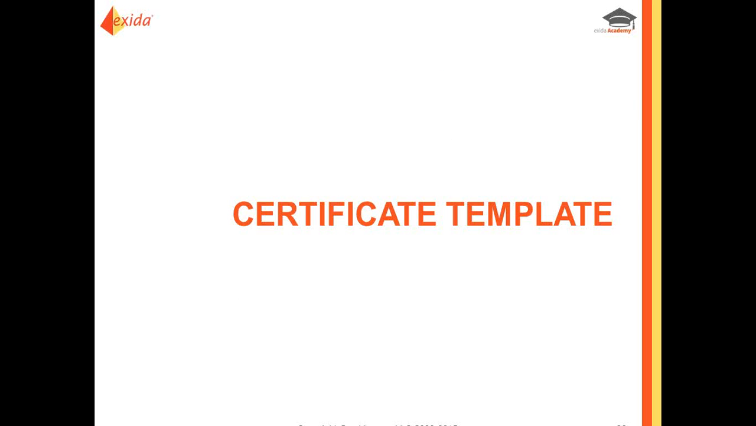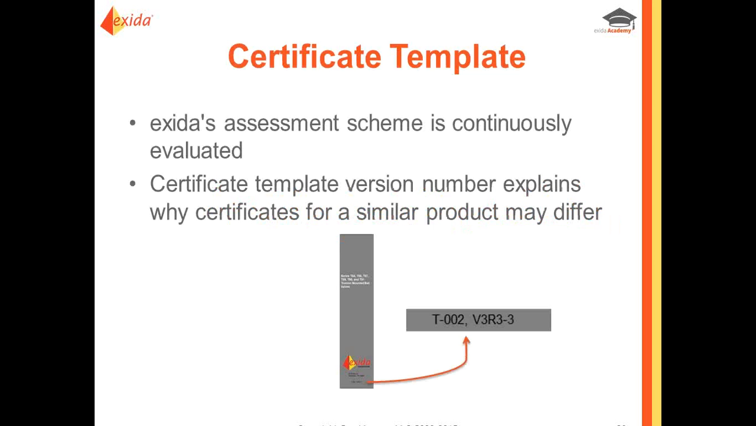Now we're going to go ahead and look at the back of the certificate. On the back of the certificate, we're going to start, once again, with the left-hand side, and look at the certification template. Because exida always reviews the scheme and we continually update our methods to make sure that we are doing the best that we can, there is a template and a version and revision number. That's why you can look down and always see what version and revision of the template is used.